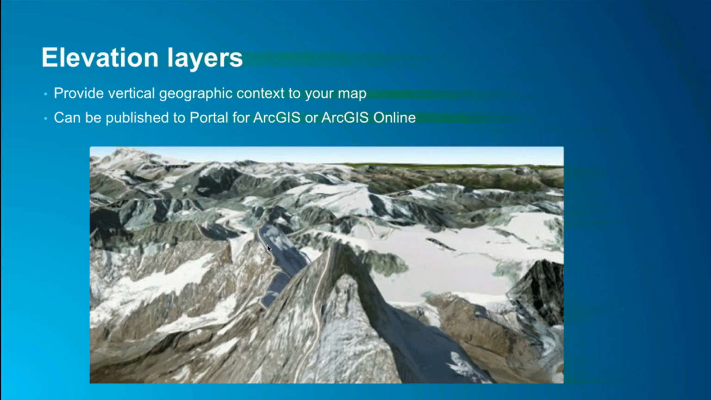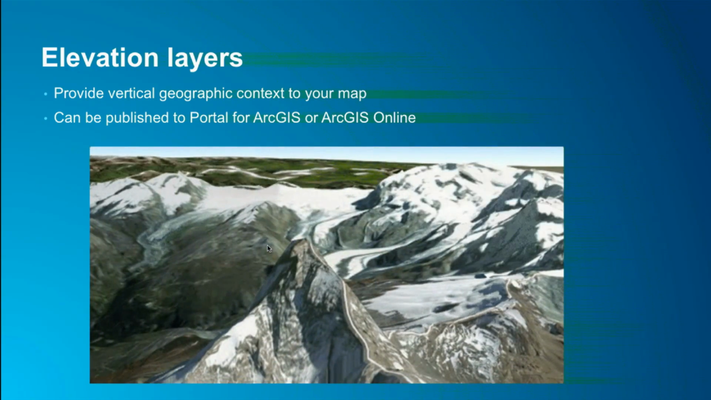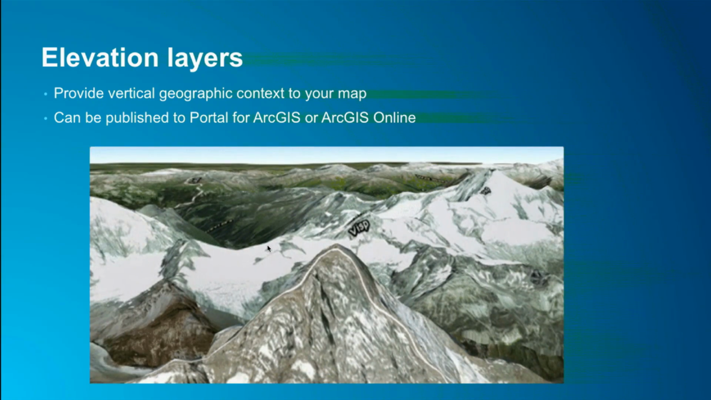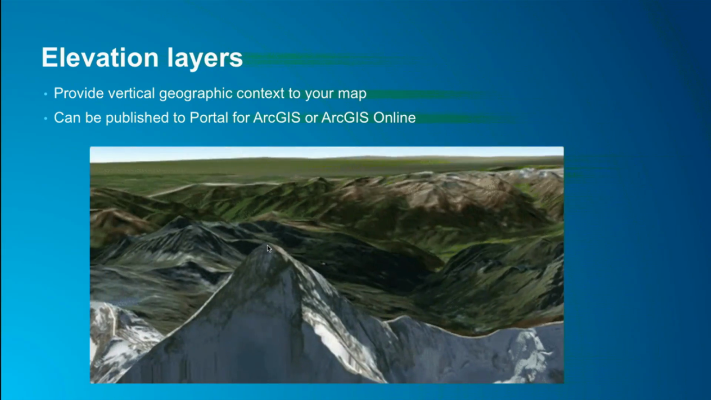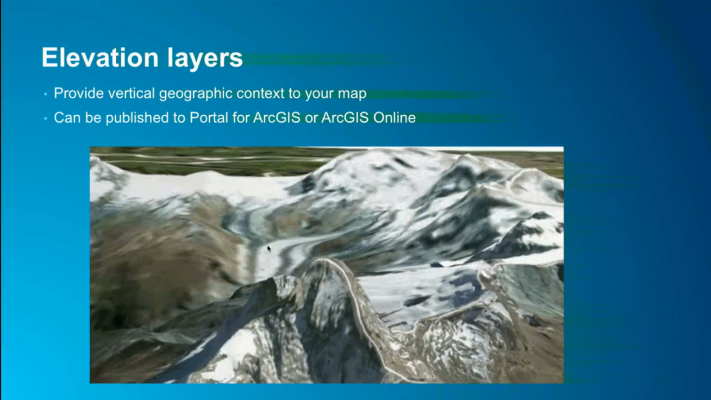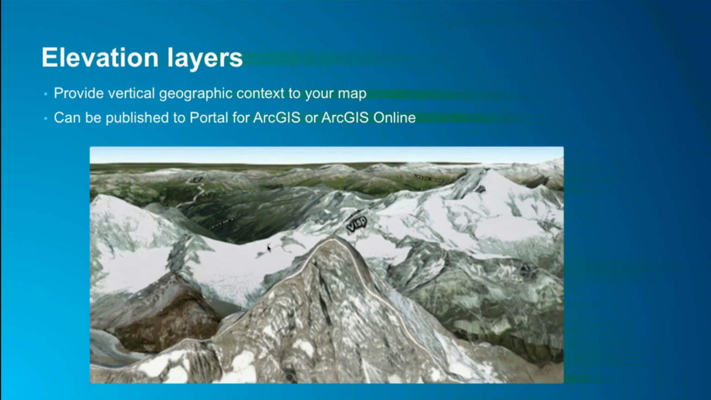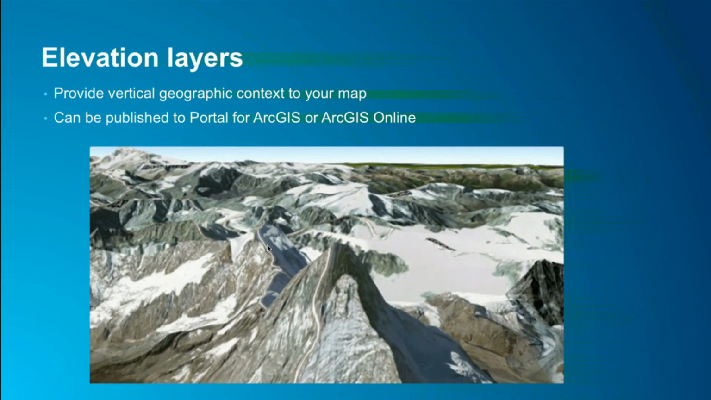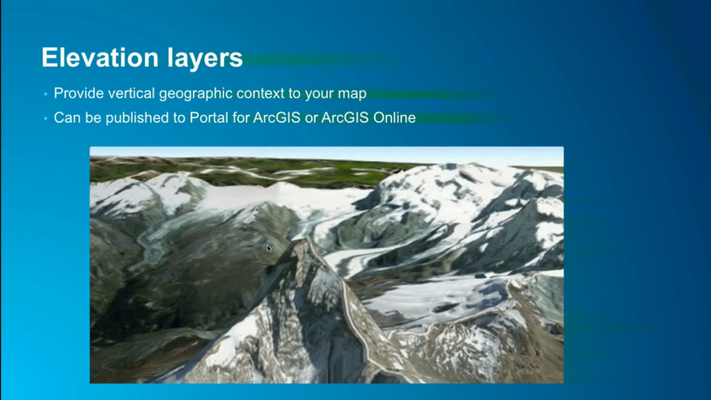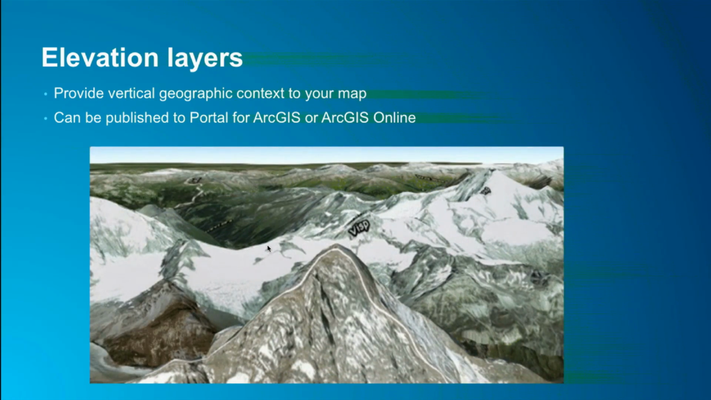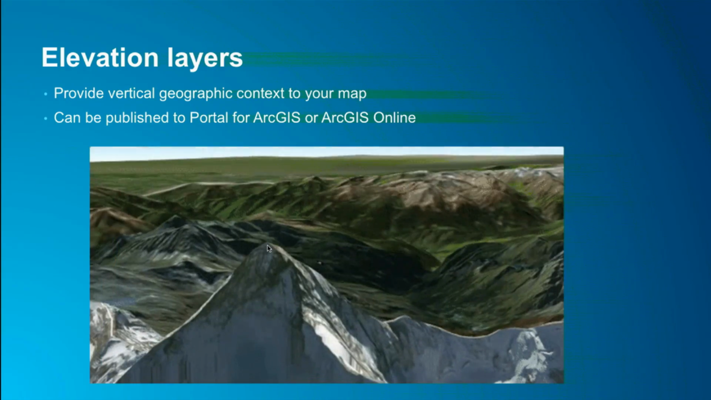Thanks, Kristian. So elevation layers, we provide a global one that you can use in global scenes and local scenes. I should call it a world elevation layer. They help provide a context to your map, like looking at Palm Springs without any mountains with the heading doesn't really give you a good frame of reference in 3D. You can publish them to Portal or to ArcGIS Online or to your server by using ArcMap.